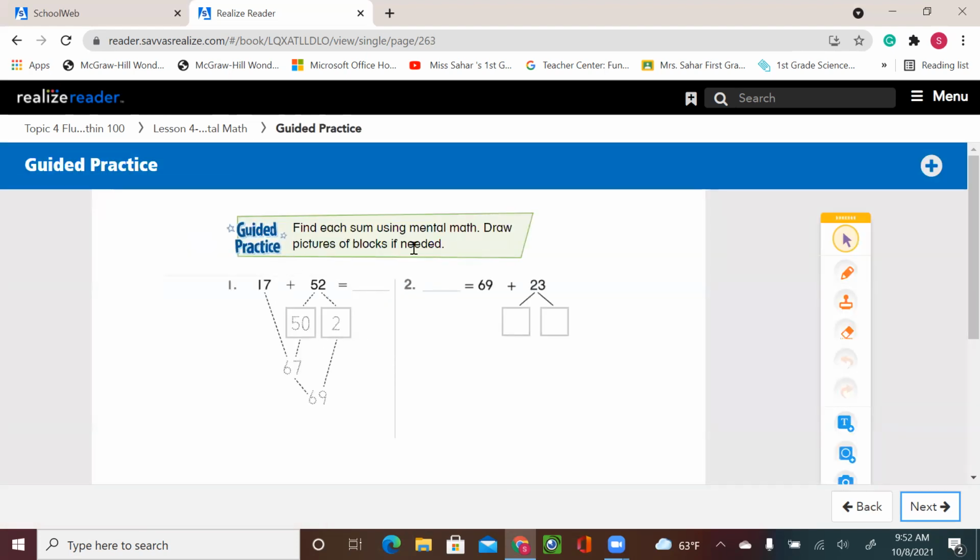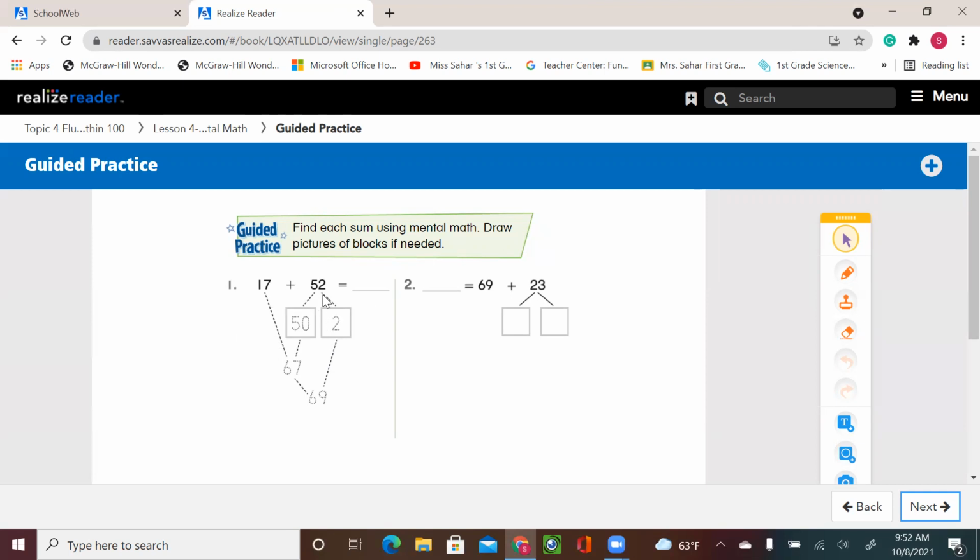All right. Since in this part we need to use mental math and break apart, we're gonna use that method. So even if you have a different way, or there's an easier way for you, let's do our practice because this is what the lesson is about. At the end of the day, your answer or your sum has to be the same. So let's see what we have here.